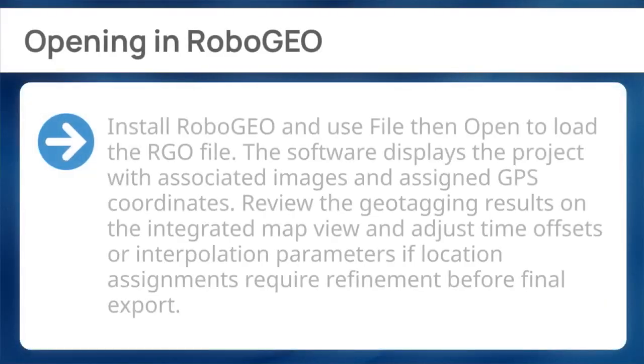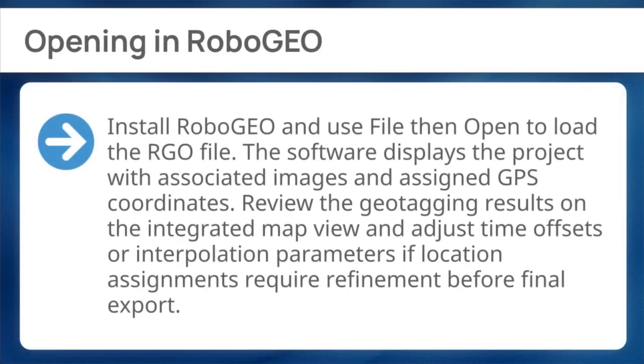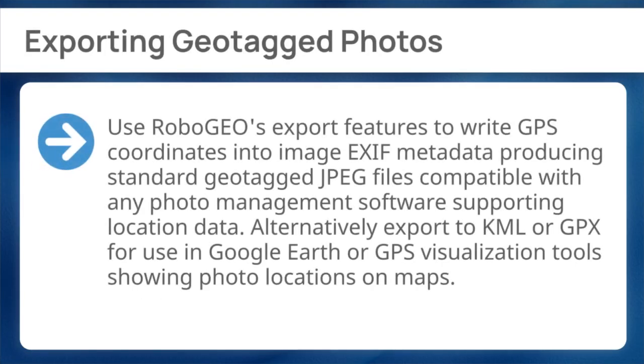First, opening in RoboGEO. Install RoboGEO and use File, then Open to load the RGO file. The software displays the project with associated images and assigned GPS coordinates. Review the geotagging results on the integrated map view and adjust time offsets or interpolation parameters if location assignments require refinement before final export.